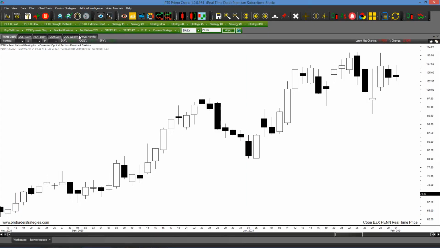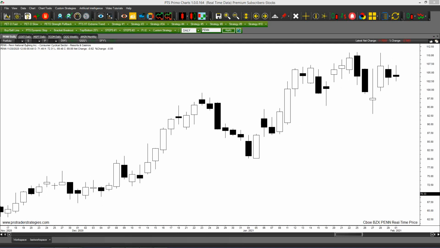This is the PTS Primo charting platform. All right? And there are a lot of different features. Here are all our strategies. Here are all our different techniques. Let's go to the top here and see we have PEN. All right? And we're looking back to roughly over a year ago, November 2020. Now, obviously, in hindsight, this has been going up. The stock was roughly back here in November. It was at 65. And it's gone all the way up almost 80 or 90%, up to the 115 or so. How could we have known that?